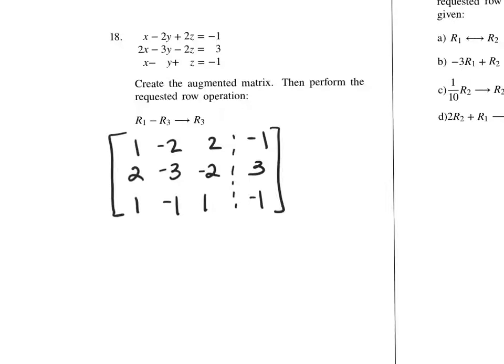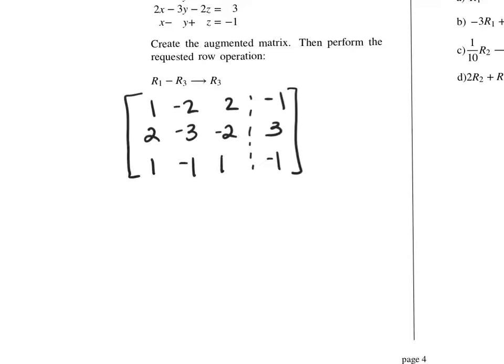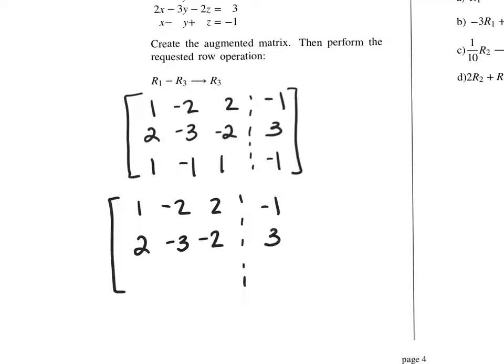Now, the next option we have available to us is we can either add or subtract rows, depending on what we want to get done. So in this case, I'm going to subtract row 3 from row 1. And it looks like this. And I'm going to replace that with row 3. So again, we're not going to touch the first two rows. So 1, negative 2, 2, negative 1, 2, negative 3, negative 2, 3.